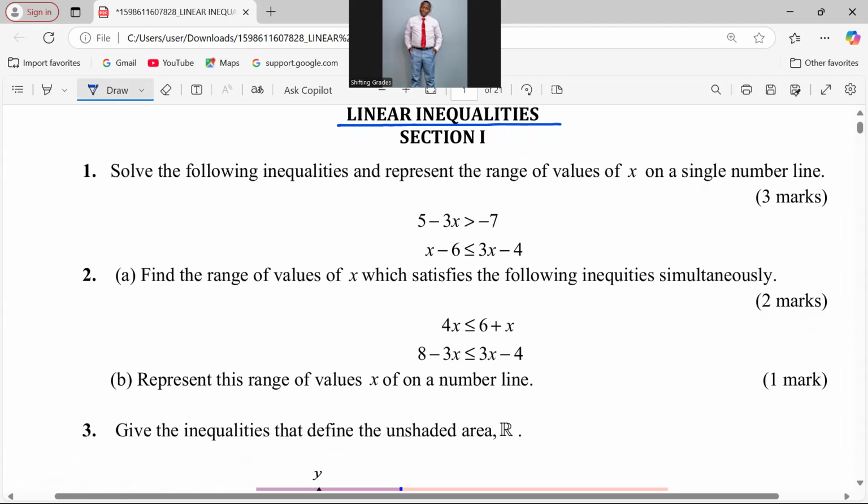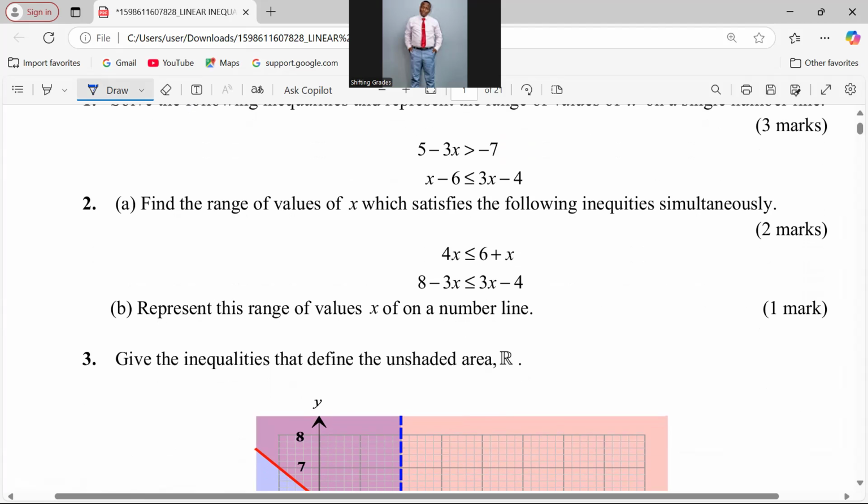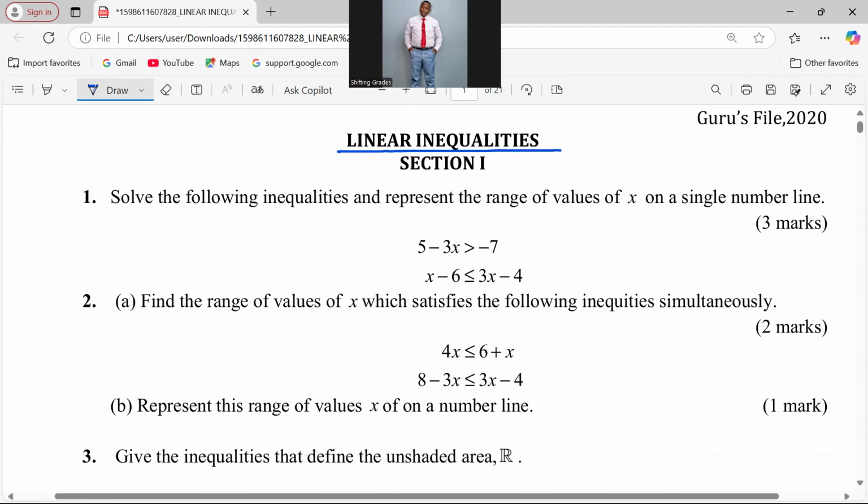Number one, we're going to handle some inequalities whereby we will solve both simple and compound inequalities. Then after that, we'll be embarking on the graphical work.